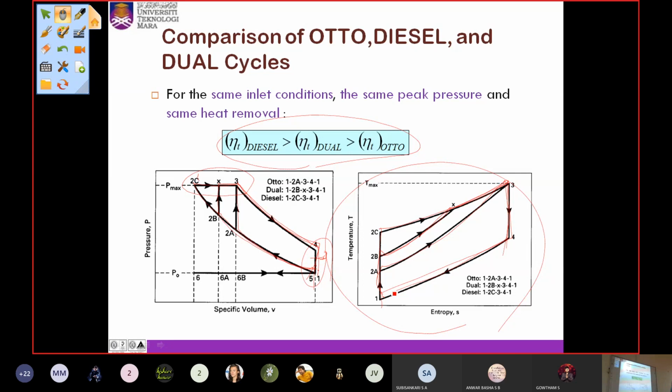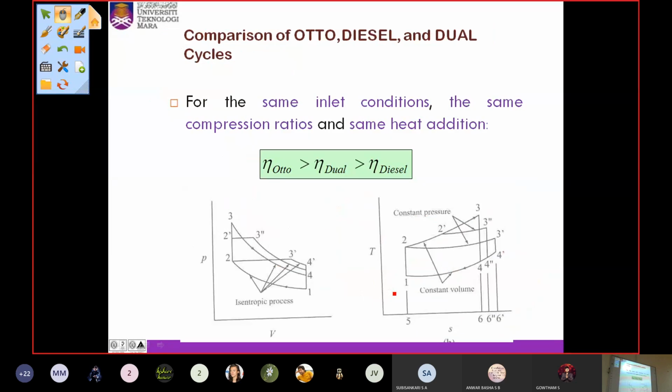Then again, the same inlet condition and the same compression ratio and the same heat addition. So this is also the first comparison. There is heat rejection, but here is heat addition. We want to keep the heat addition constant. So we will involve the heat addition here.